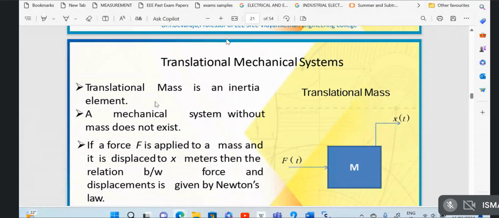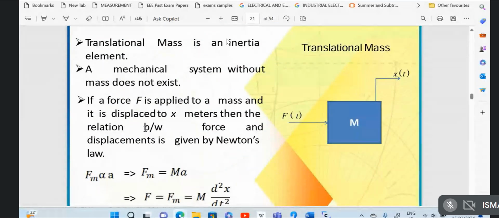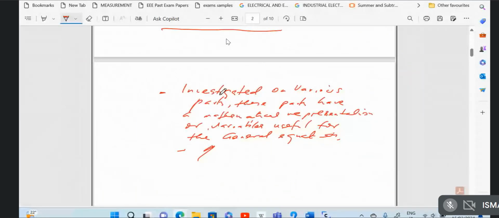So when you talk about mass, it is an inertia element; a mechanical system without mass does not exist. If force F applied to the mass displaces it by x meters, then the relationship between the force and the displacement is given by Newton's law. Let me just look at Newton's laws before we go far, because it will be a disaster to talk about laws without telling you about the laws.